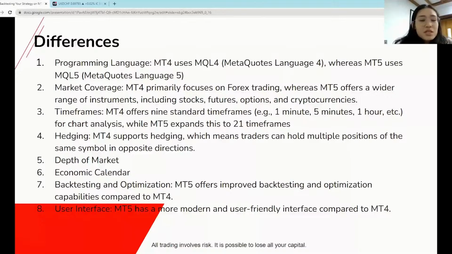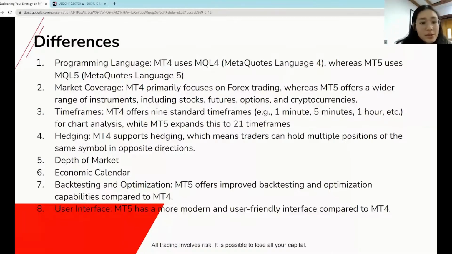Hedging. MT4 supports hedging, which means that traders can hold multiple positions of the same symbol in opposite directions. It allows you to open both long and short positions simultaneously for the same currency. Whereas MT5 eliminates hedging and adopts a netting system, where only one position per symbol is allowed, and each subsequent trade closes or modifies the existing position.